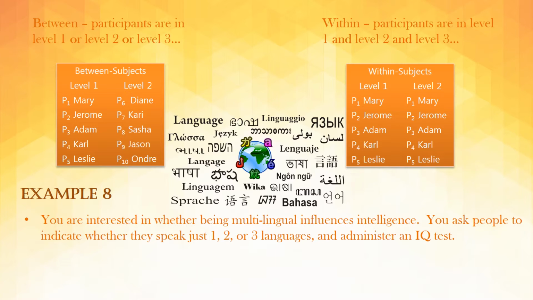And this is our last example. Unpause the video when you're ready. So in this study, participants are either going to be in the just 1, just 2, or just 3 language level. People aren't going to be in multiple of these different conditions because if they speak 3 languages, then they're going to be in the 3 language level. They're not going to be in the 1 language level. So that means they're in just 1 or just 2 or just 3, which means it is a between subjects design.